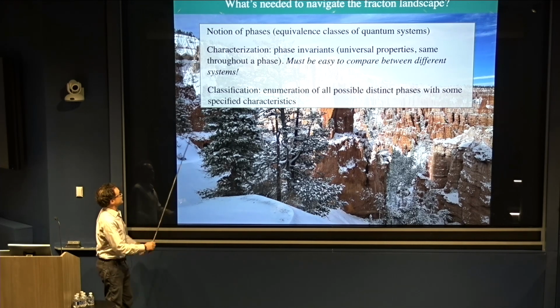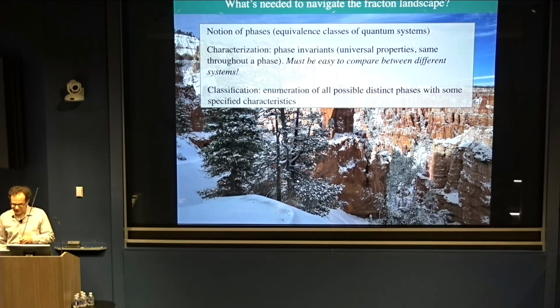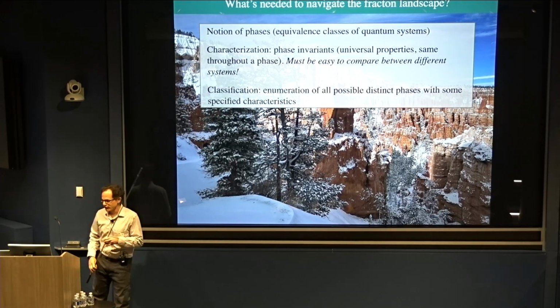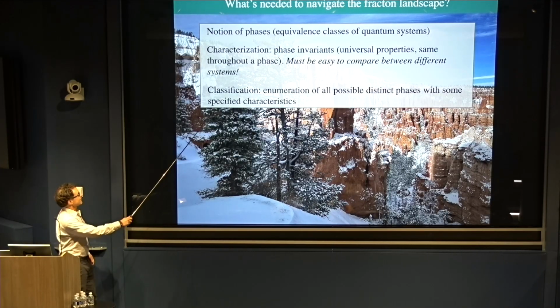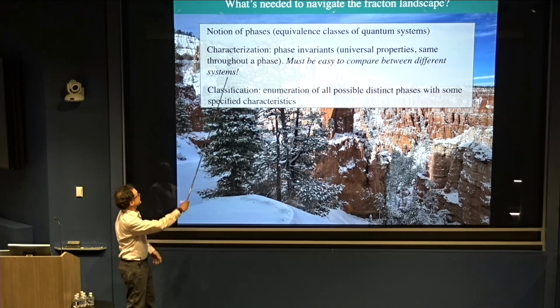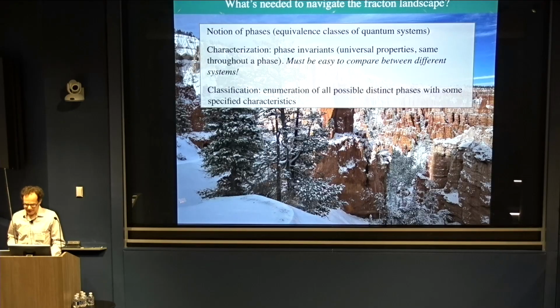There's something else we can do, classification, by which I mean an enumeration, really a list of all possible distinct phases with some specified characteristics. And it's really important to emphasize that these are not the same thing. Even though sometimes in our field these words are used interchangeably, they're really different, and you need both. Having classification without characterization is not the best, because a classification doesn't necessarily come with a way to tell two systems apart. Having characterization without classification also is not the end of the story, because you don't know that you've found all the possibilities.